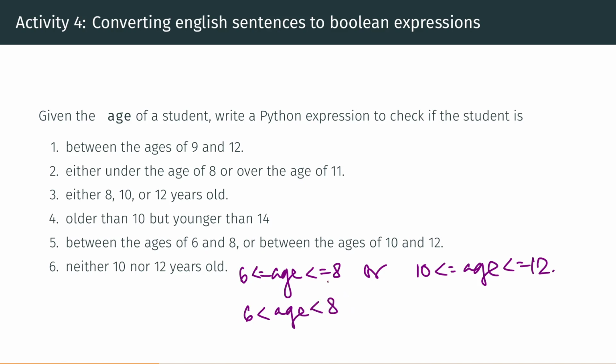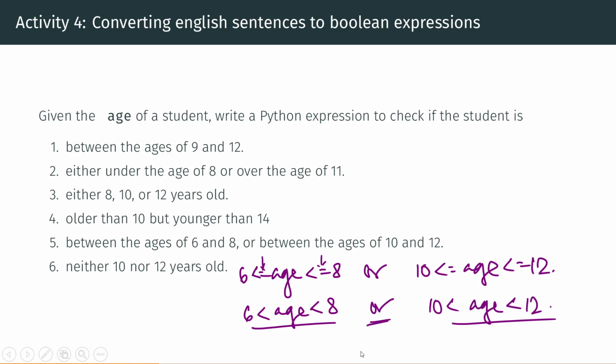which is to say that you did not include the equal to, that's completely okay. Because this is English, it's a bit ambiguous. Between, does this mean 6 and 8 are included or not? So 10 less than age less than 12 is also correct.